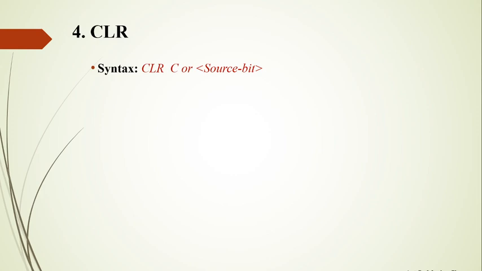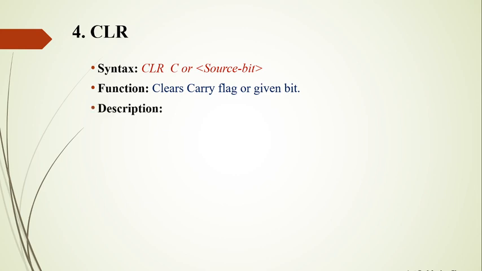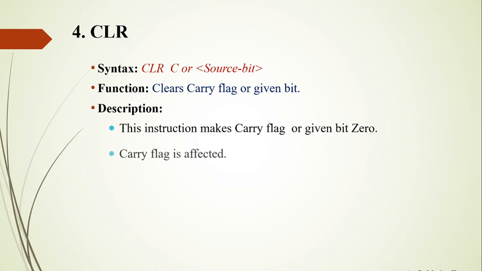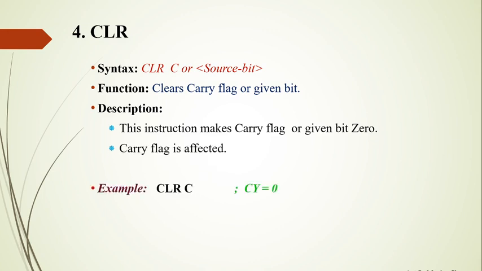CLR. Syntax is CLR C or a source bit. So this instruction clears carry flag or a given bit, that means it makes the carry flag or given bit equal to 0. Carry flag is affected. For example, CLR C, so this makes the carry flag equal to 0. Second example, CLR P2.7, so this makes the bit P2.7 equal to 0.